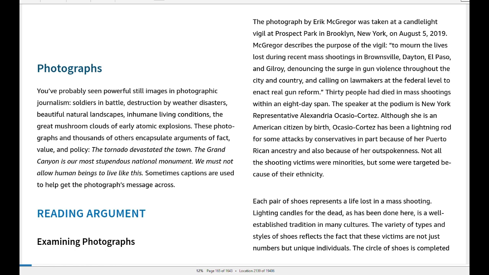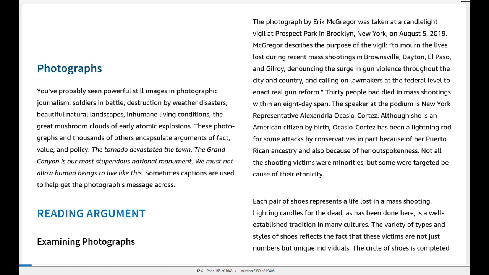The speaker at the podium is New York Representative Alexandria Ocasio-Cortez. Although she is an American citizen by birth, Ocasio-Cortez has been a lightning rod for some attacks by conservatives, in part because of her Puerto Rican ancestry and also because of her outspokenness. Not all the shooting victims were minorities, but some were targeted because of their ethnicity.